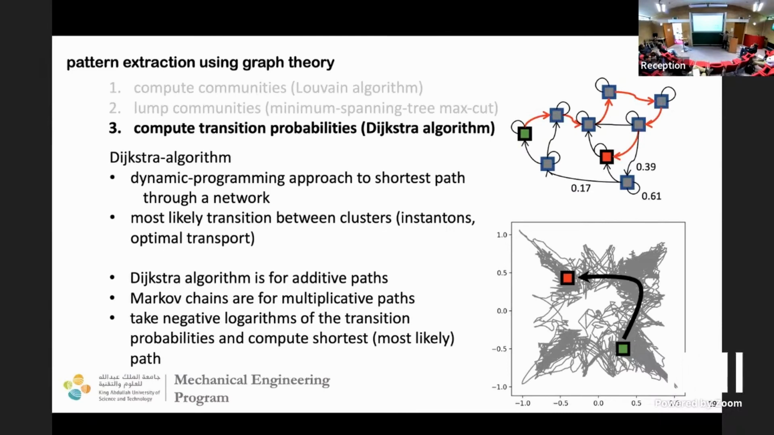So to allow Dijkstra to be applied, we have to take the negative logarithms of the transition probabilities. Then we turn a multiplicative path into an additive path, and we can use Dijkstra on the logs of the probabilities to go from here to there. That gives you the most likely path. So this is still work in progress. Maybe next week or in two weeks, or who knows when, I will report on how far we go.